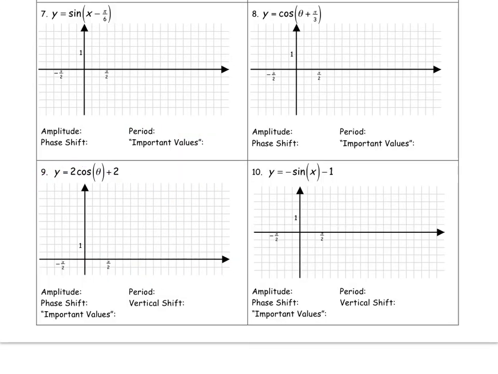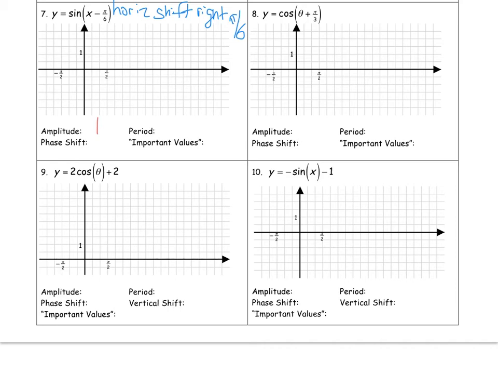I'll look at number 7 next. This one is a shift over to the right pi over 6. So let's see, this has a horizontal shift right pi over 6. Cool. Amplitude. Amplitude is 1. Phase shift, we just said it.